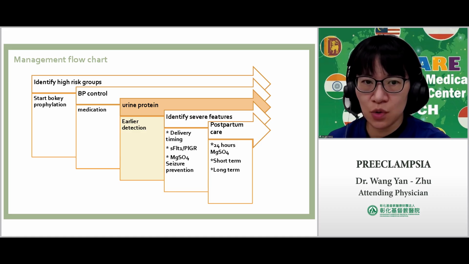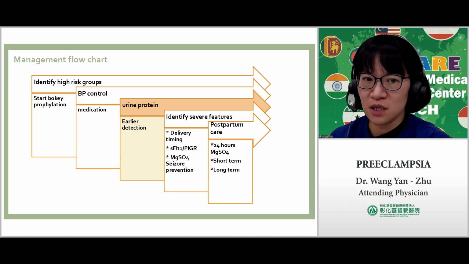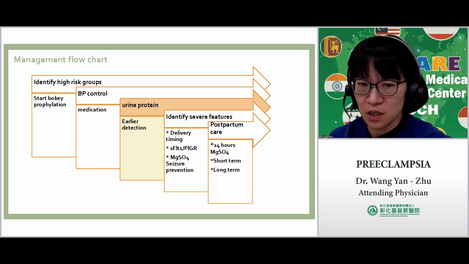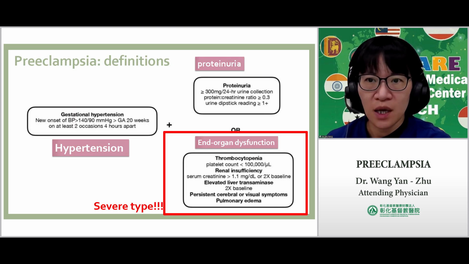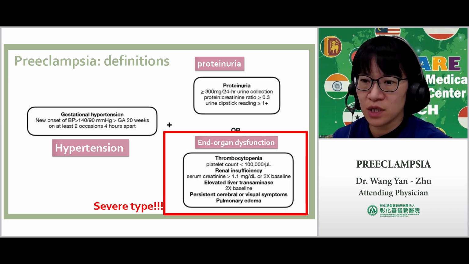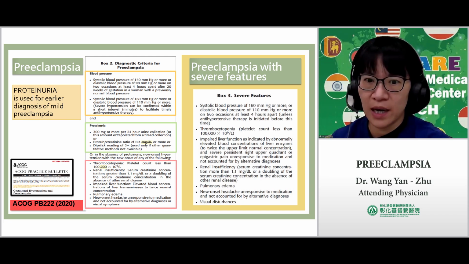Okay, so BP control is easy because we only have one first-choice medication, labetalol, and then nifedipine. Then we will talk about what urine protein is and how we can do earlier detection of urine protein. As we know, the definition of preeclampsia requires hypertension plus either proteinuria or end organ dysfunction. But when we have end organ dysfunction, it's already the severe type. So what we want to do is find patients with proteinuria so that we can make an earlier diagnosis of mild preeclampsia.